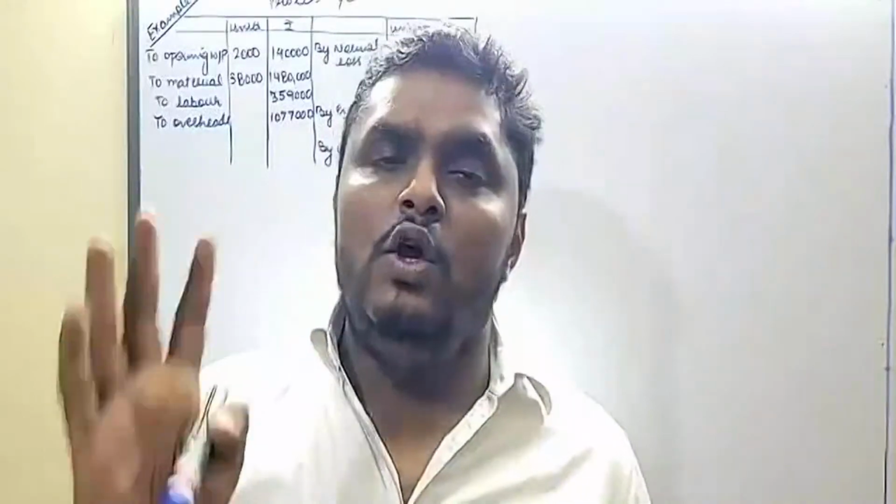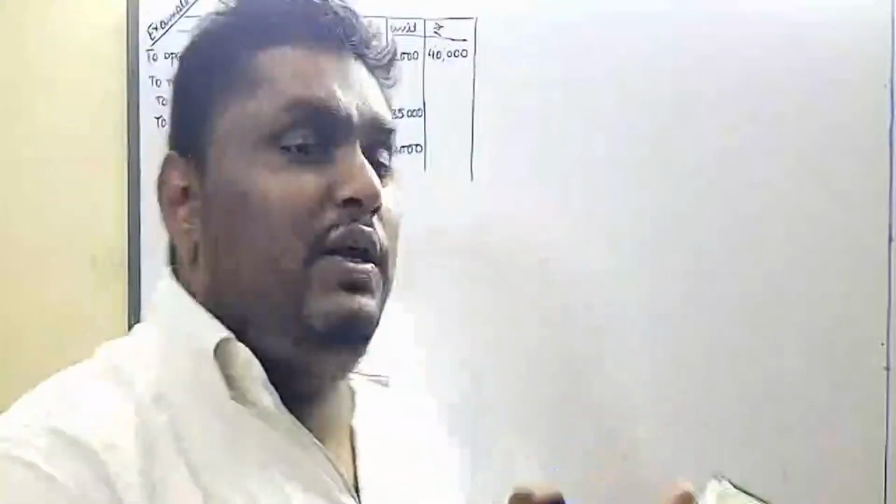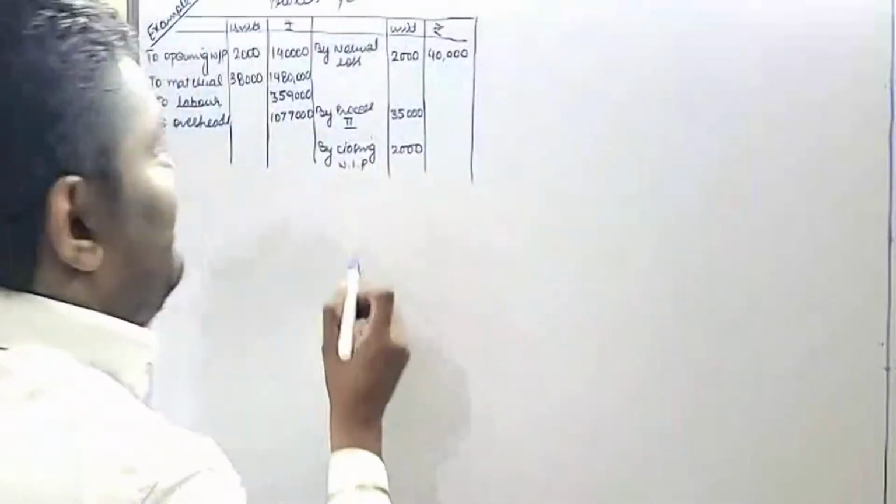So herein we have 2,000 units as opening work in progress, 38,000 as inputs during the year. So in total we have 40,000 units. Out of 40,000 units, 2,000 is the normal loss, 35,000 is the units transferred, and 2,000 is the number of units that are still in process. So the balance 1,000 units is what? My abnormal loss.